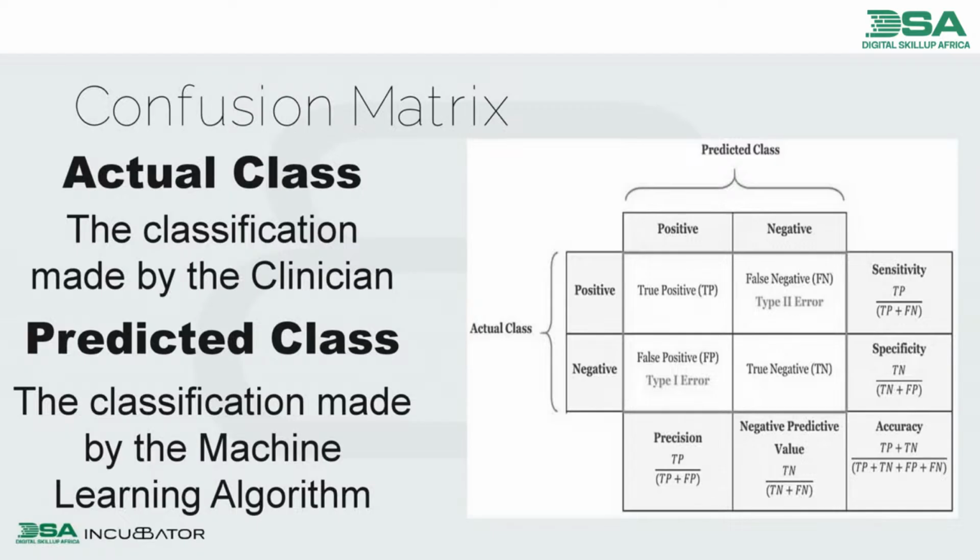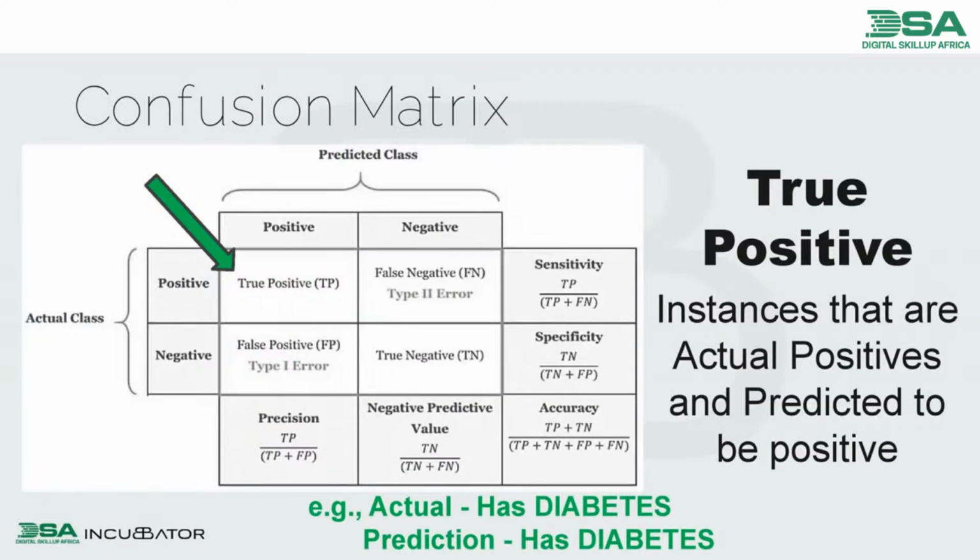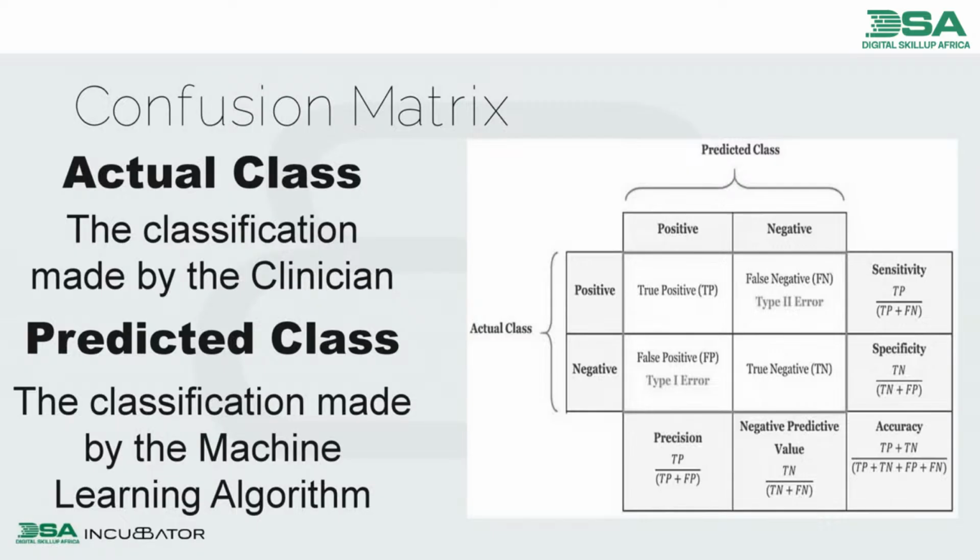You have your actual class, that is the classification that's been made by the clinician. I'm talking about the health data now, that you and Mr. Blessing are working on. It could be your weather forecaster, based on the practical that you have been taking. So I'm using that for the confusion matrix. Then when you talk about predicted class, it tells you the classification made by the machine learning algorithm or your model.